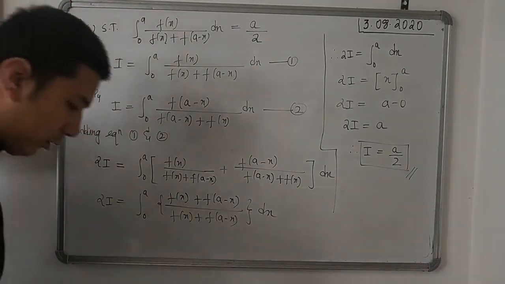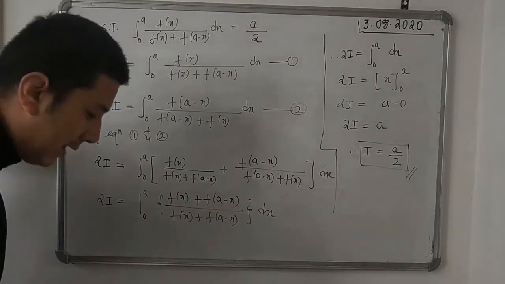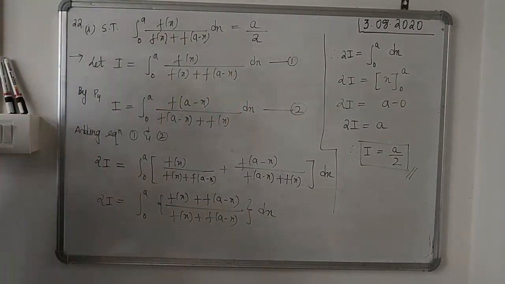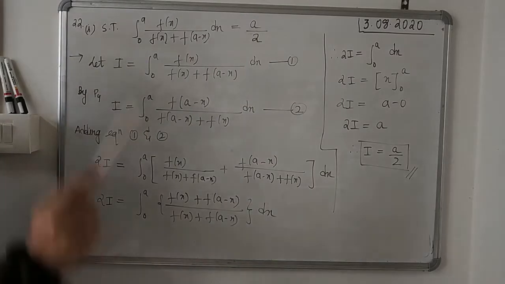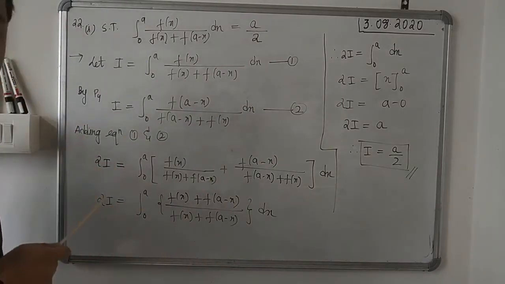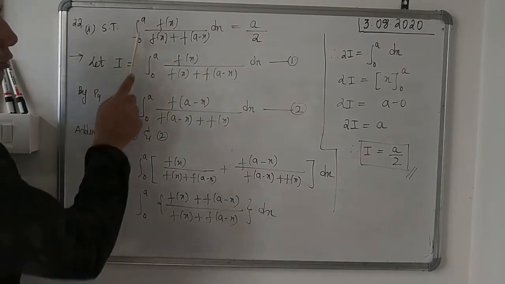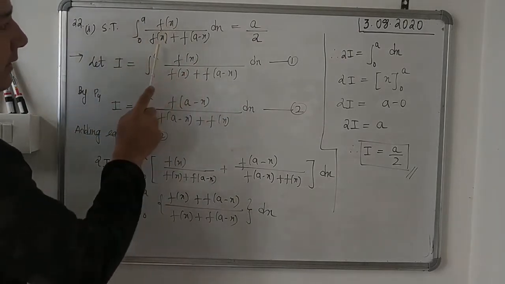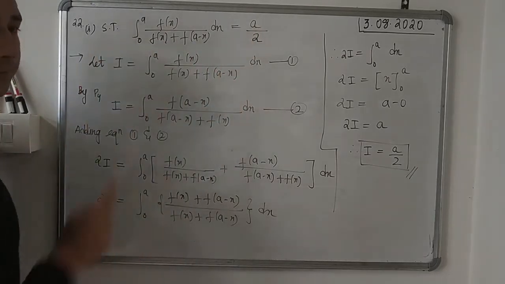The question says: if a function f is continuous in the closed interval 0 to a, then show that this integral is equal to a by 2. The function is already given as continuous, we have to prove that this integral is equal to a by 2, and we are going to use property 4 here. So this is the integral from 0 to a of f(x) divided by f(x) plus f(a minus x) dx, and we have to prove it as a by 2.